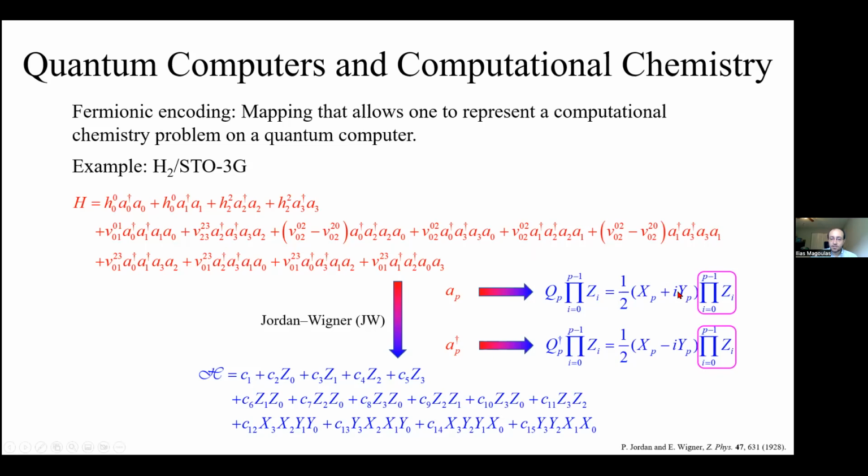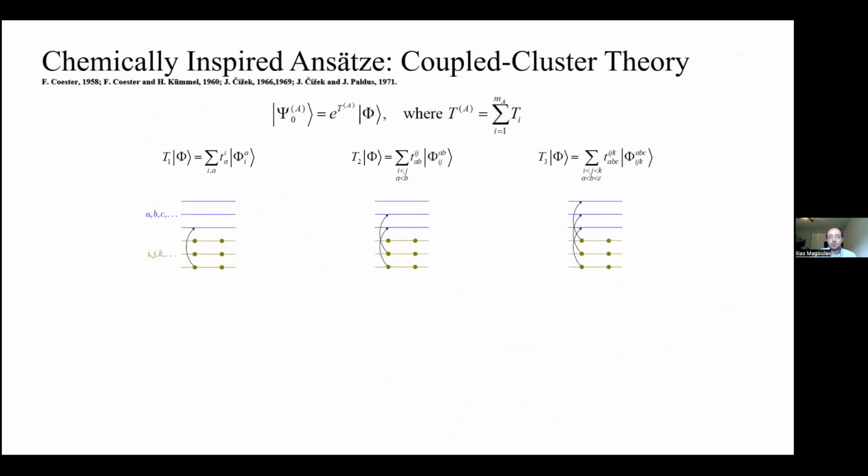So knowing these relations, we can translate any second quantized operator into a corresponding expression for our quantum computer. We have already seen how the Hamiltonian can be translated. So what I will be focusing on next is the ansatz, and I will be using a chemically inspired ansatz derived from coupled cluster theory.